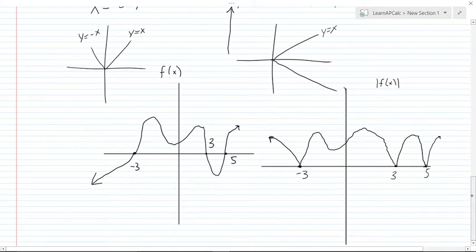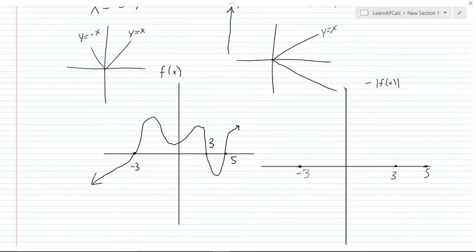Similarly, if I erase this, oops, I'll keep that on. Alright, so if I erase this and I write negative absolute value of f of x, again we have to think about what this means. So anything that comes out of here is positive, and here we have a negative. So positive times a negative is a negative. So everything that comes out of this is going to be negative.